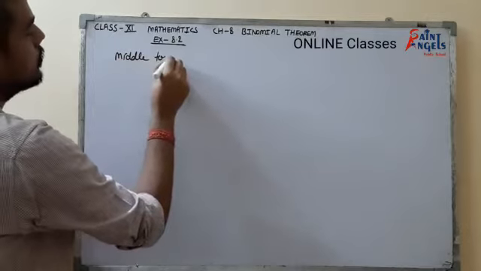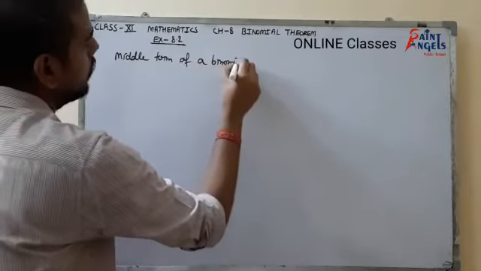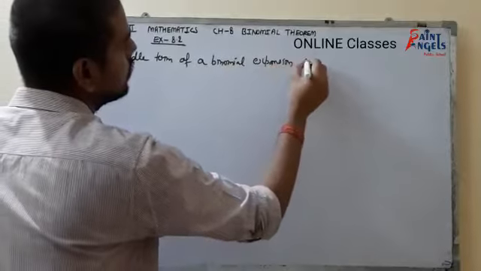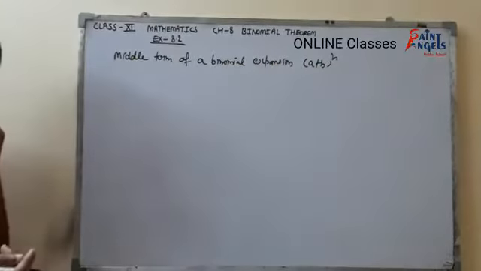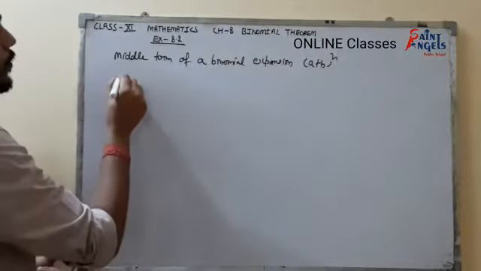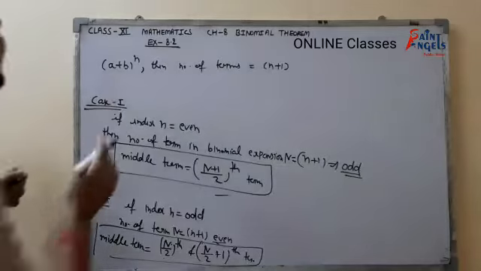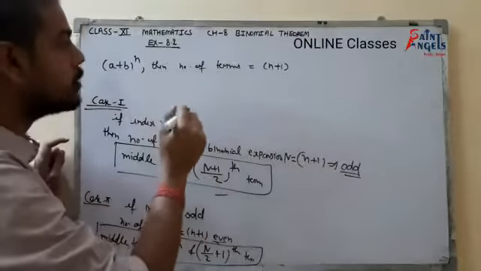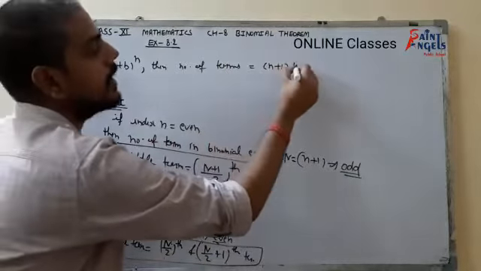Middle term of a binomial expansion (a + b)^n. For the general term there is a unique formula, but for the middle term we have two formulas. We all know that if we have (a + b)^n, then the number of terms will always be equal to index plus 1. So we have n + 1 terms in the expansion.